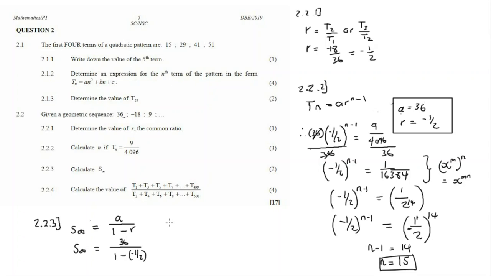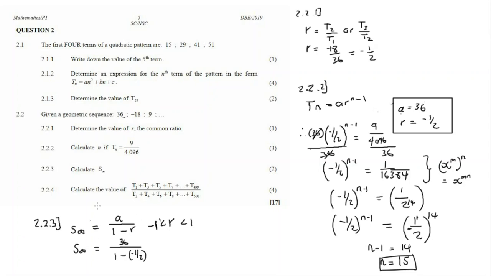This is a converging geometric sequence. Why? Because r is between -1 and 1. R is equal to negative 1 over 2.